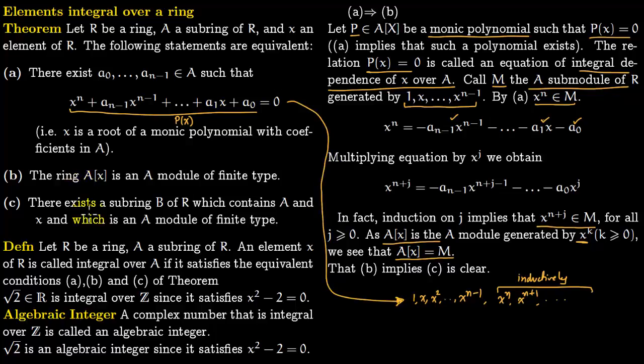Now we said B implies C is clear, because we are talking about a subring B of R which contains A and x, and A[x] is a module of finite type. So B already says A[x] is a module of finite type, so we just set B equal to A[x] and we are done. The most difficult part is to show C implies A. So let us now show C implies A.